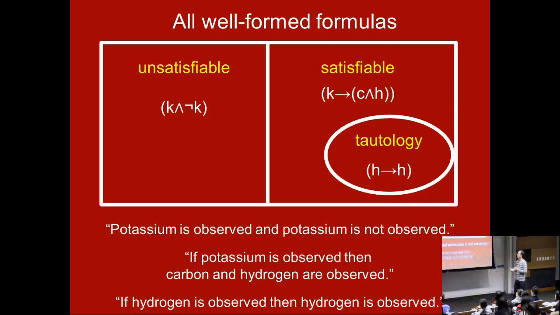This is the one that we saw before. K implies C and H. We saw that there was a truth assignment that made it true, so it's satisfiable. There's also one that made it false, so it's not a tautology. And here's an example of a tautology. If hydrogen is observed, then hydrogen is observed. Sounds pretty tautological. As a formula, it's H implies H. And you can see that for all possible truth assignments, namely H is true or H is false, the whole formula is true. So that's a tautology.